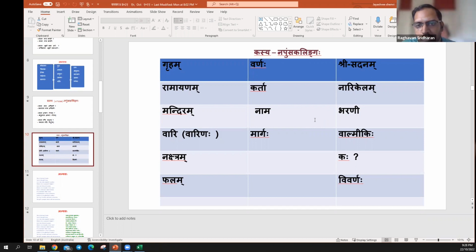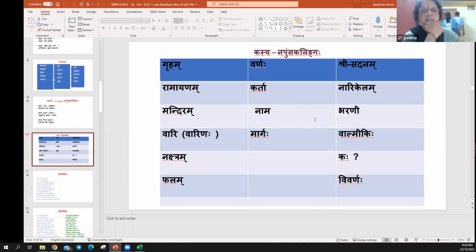Kasya nama Shri Sadanam, Grihasya nama Shri Sadanam. Samyak. This is napumsakalinga. It's okay. The same as pullinga. So you can say. Just read it or I have to frame questions. You can read it. But first see the words. In the first column, second column, and third column, and then make a sentence.